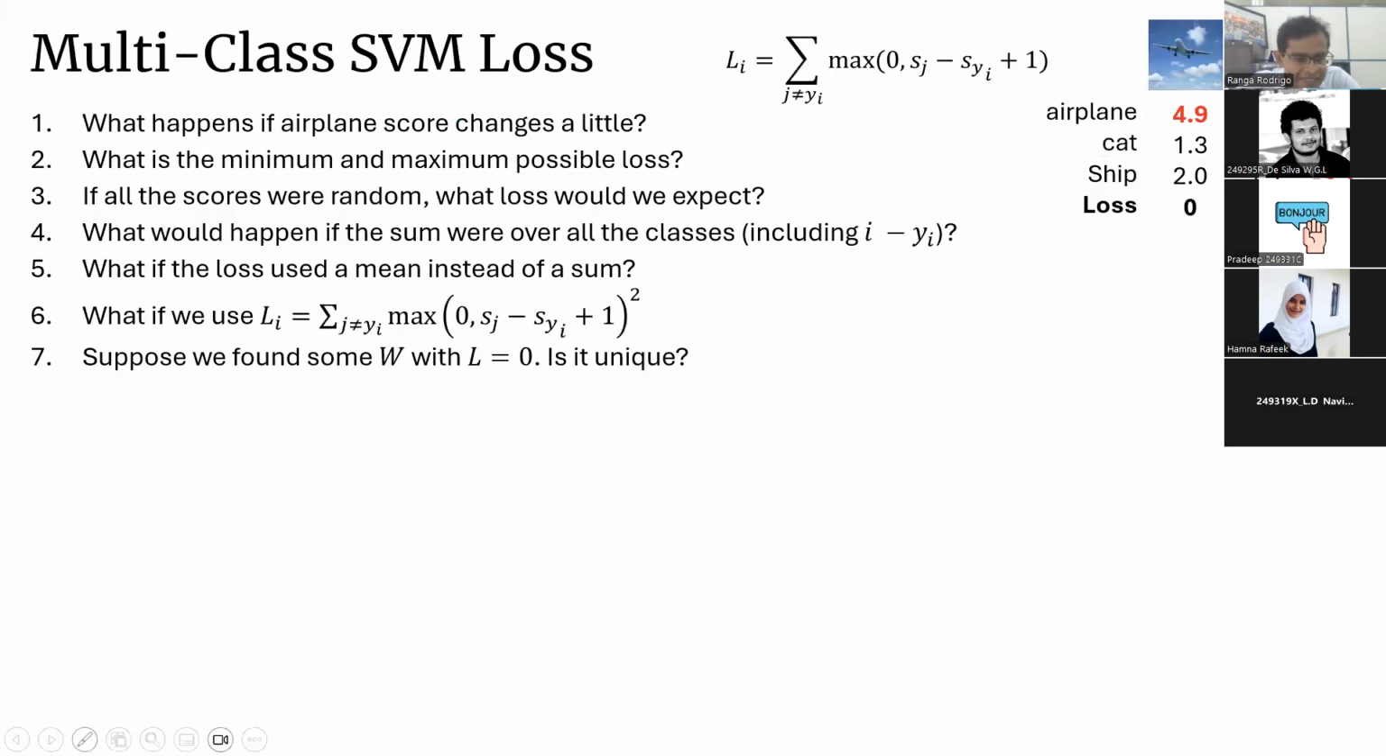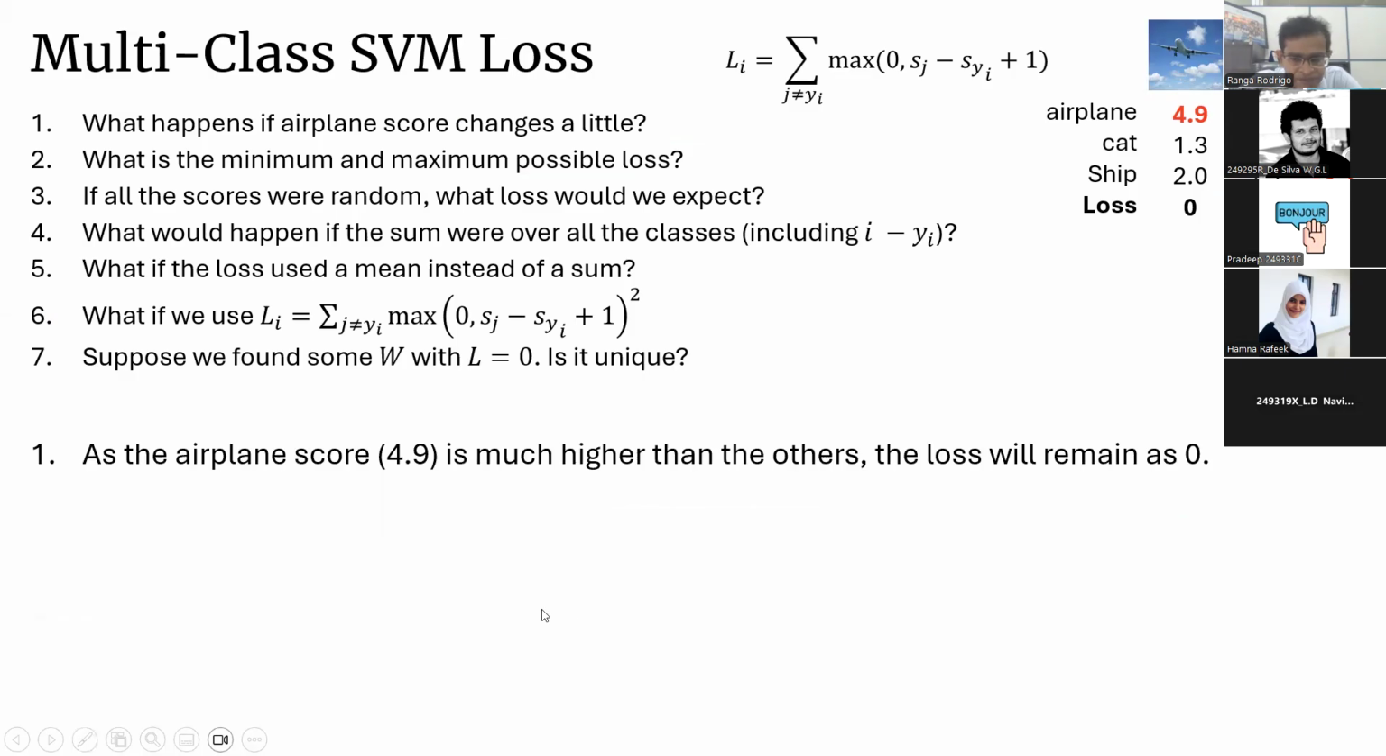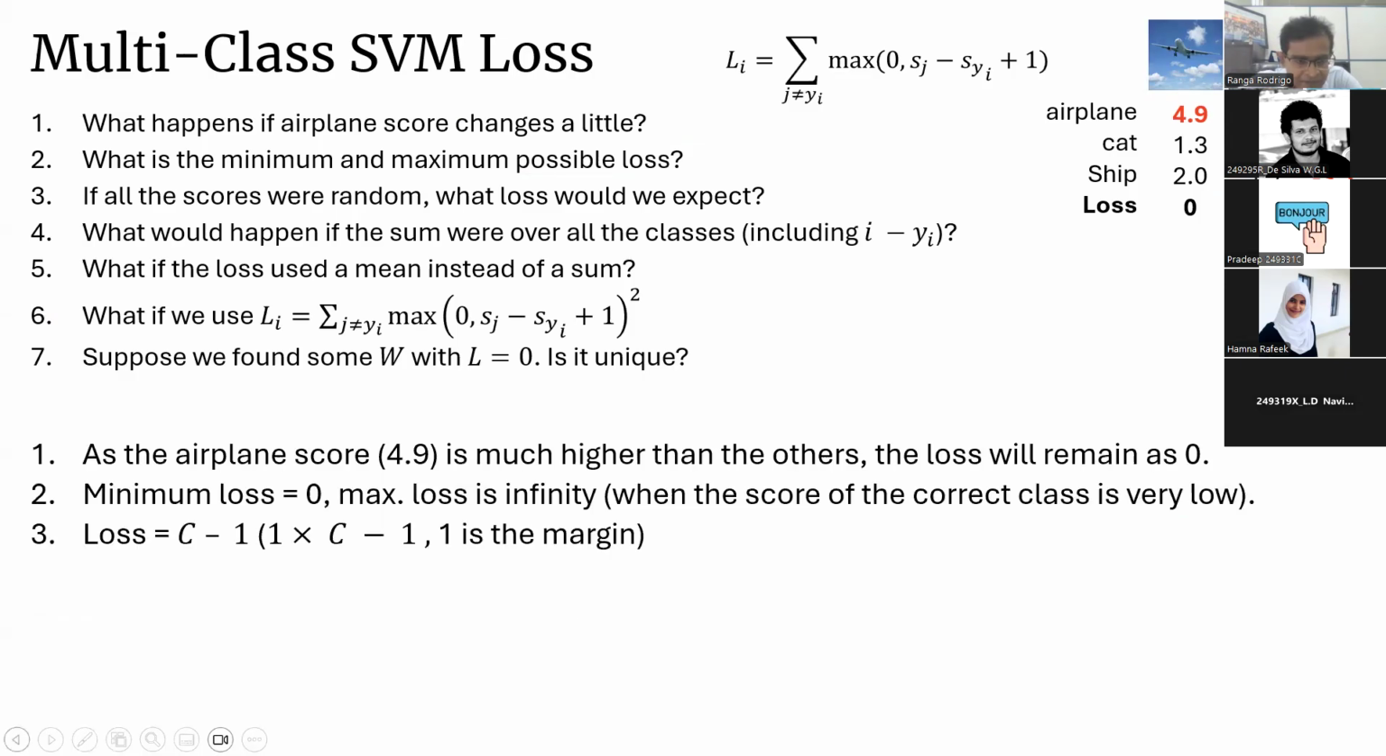The loss will be C minus 1, where C is the number of classes. That is actually 1 times C minus 1. The 1 is a margin. That's how you get it. If there's anything not correct, please ask me.